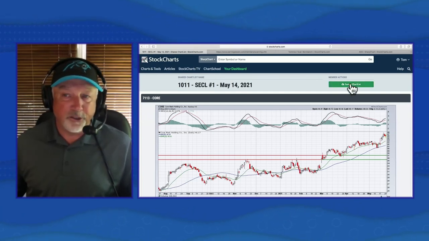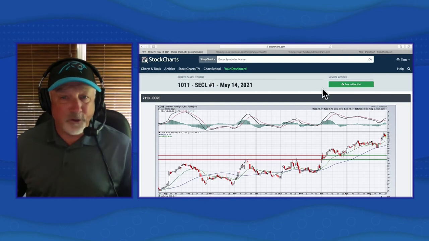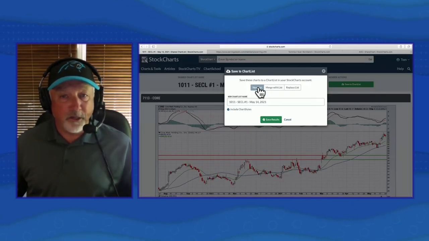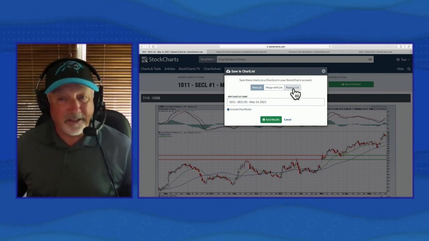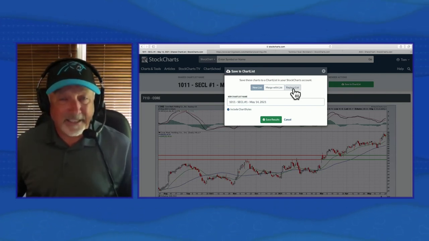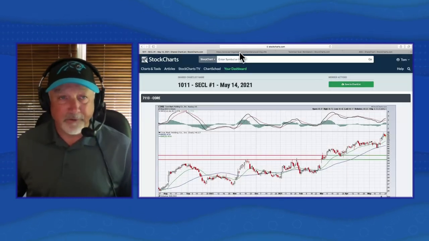And then all you do is you save to the chart list. Once you put your password in, you'll be able to save to a chart list. You can put it into a new list. You can merge it with an old list, or you can replace or overwrite an existing list. So you've got all of those possibilities right there in front of you.